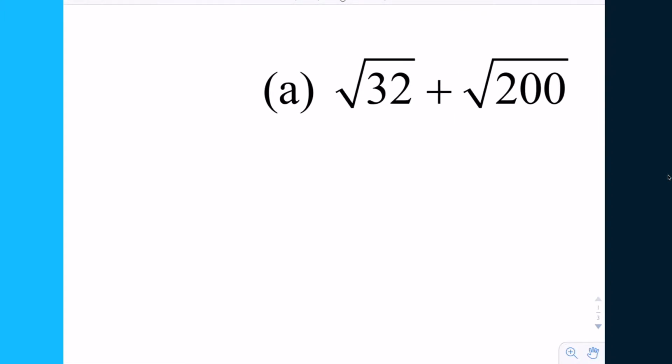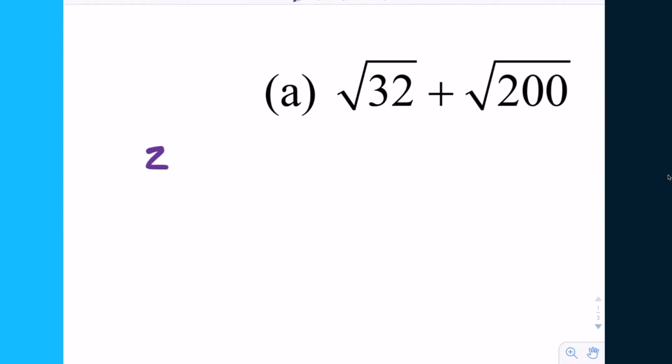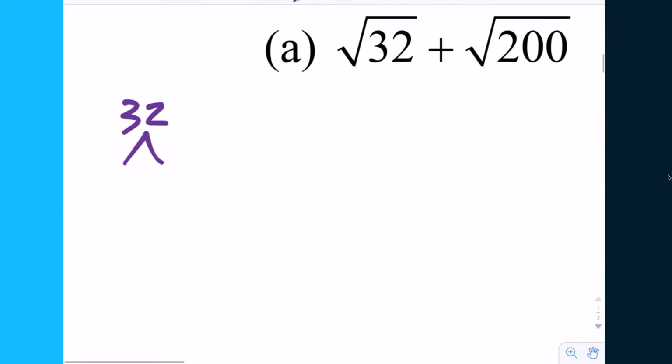The answer is yes. Yesterday, we just went right to it. 32 is 16 times 2. But what if you're not sure if it has a perfect square factor? How would you do it? What's that? You can write out the factors. So you could do your factor tree. Remember doing factor tree? Let's see.